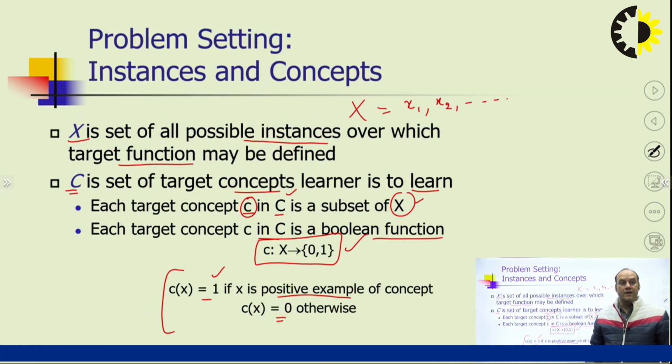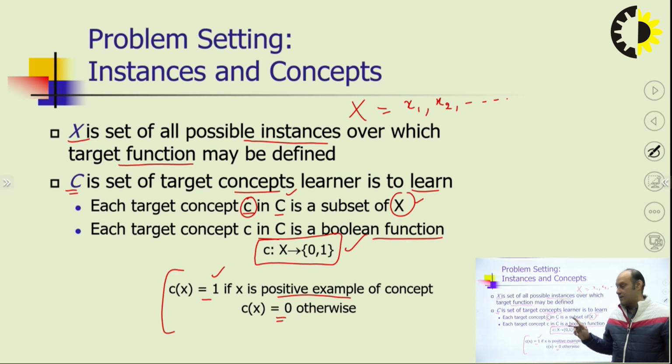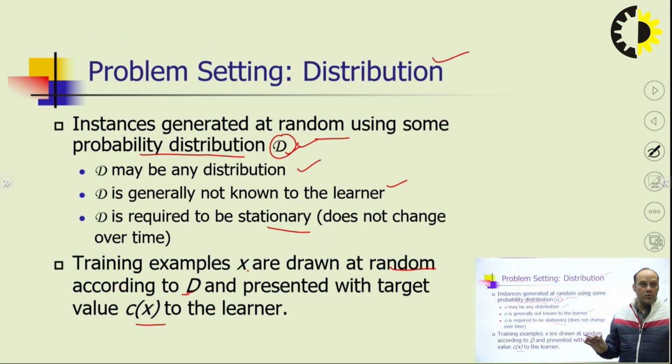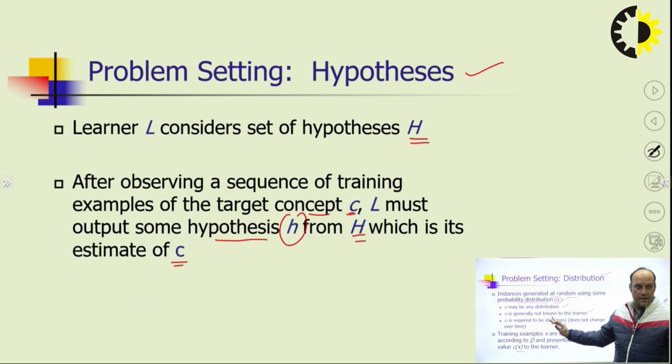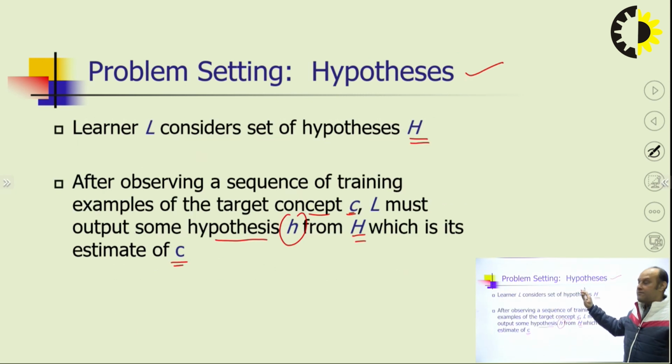Number one, instances using this target function, which is defined by some target concept. Number two, distribution. We have assumed that instances are generated randomly with some function that we called probability distribution D. Thirdly, we have defined this hypothesis space, and we have considered that it will output some hypothesis H from capital H.